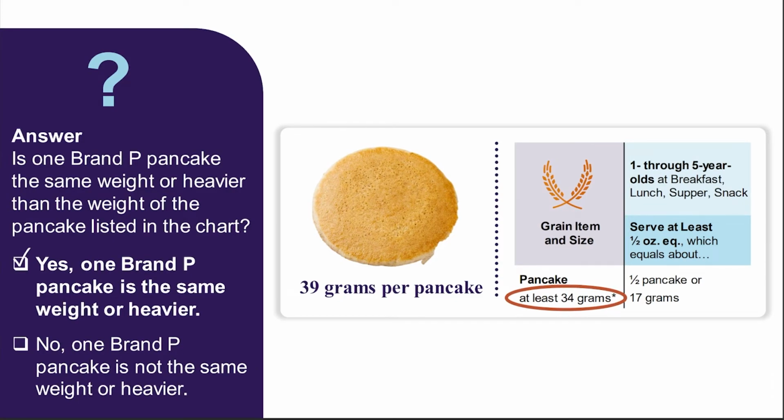All right, great job, everybody. The answer is yes. One bran pea pancake is the same weight or heavier than the weight of the pancake listed in the chart. We know this because one bran pea pancake weighs 39 grams. The grains measuring chart lists pancakes with a minimum weight of 34 grams. 39 is bigger than 34, so we know that one bran pea pancake is heavier than the minimum weight for pancakes listed in the chart.